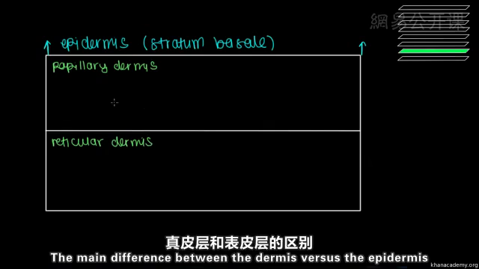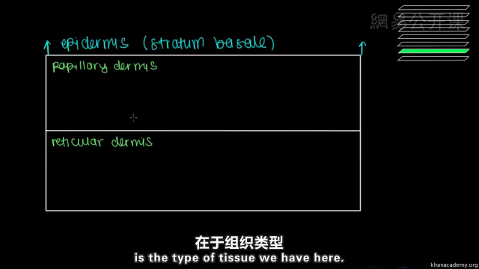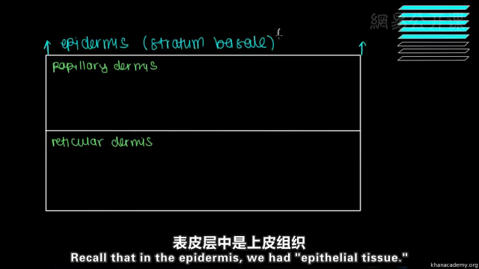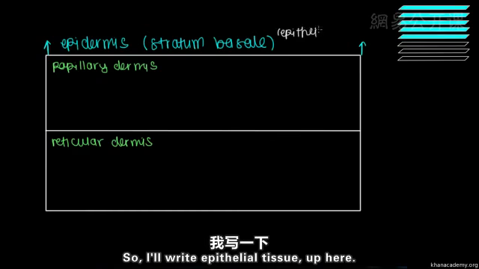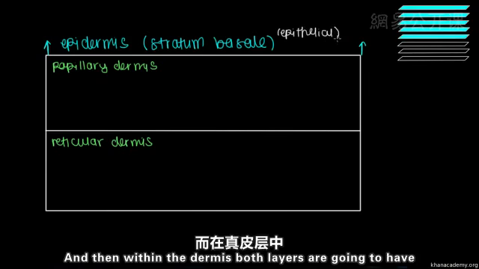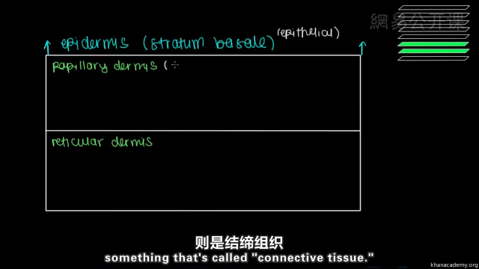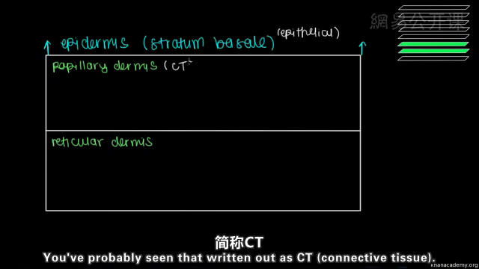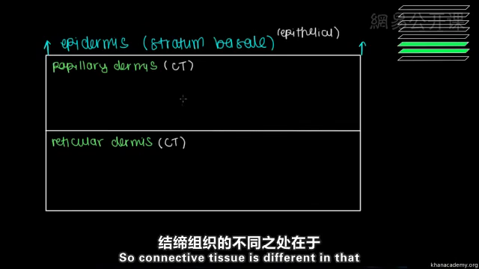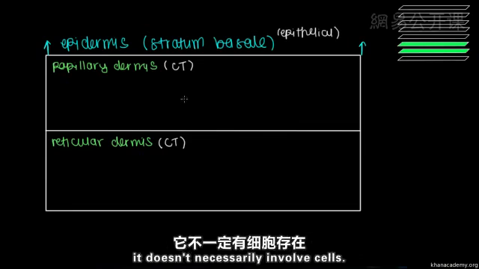And the main difference between the dermis versus the epidermis is the type of tissue we have here. Recall that in the epidermis, we had epithelial tissue. So I'll write epithelial tissue up here. And then within the dermis, both layers are going to have something that's called connective tissue. And you've probably seen that written out as CT, connective tissue. So connective tissue is different in that it doesn't necessarily involve cells.